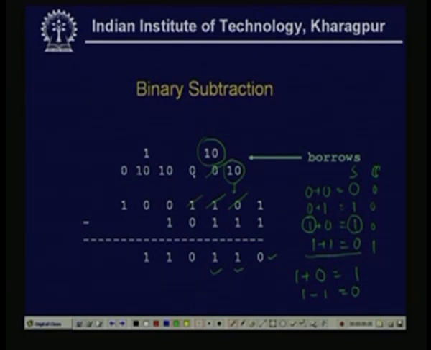This becomes 0. Now see, 0 and 0, so 0 minus 0 is 0. Actually here it is not a borrow. 0 minus 0 is 0, there is no borrow. Now again 0 minus 1, so again this is borrowed.